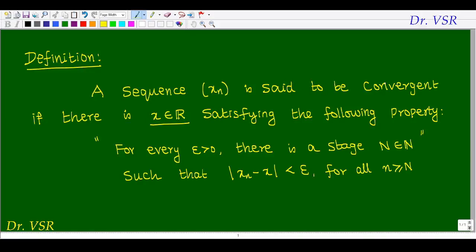Then we write xn converges to x, or limit n tending to infinity of xn equal to x. So these both are the same notation.